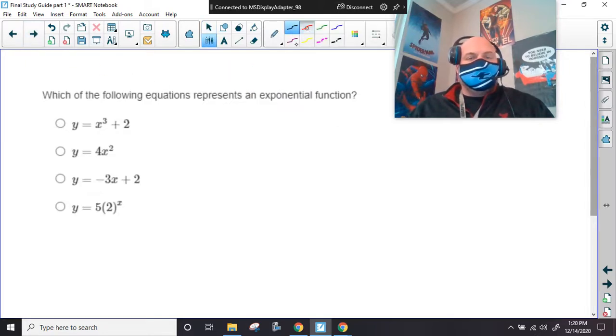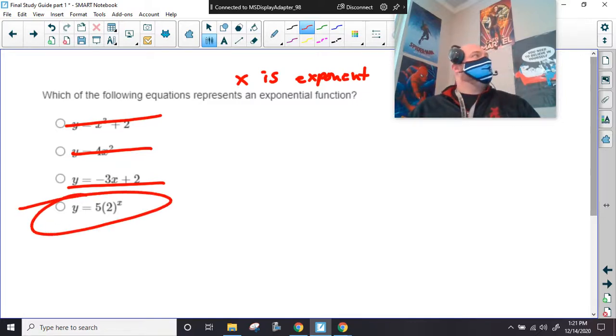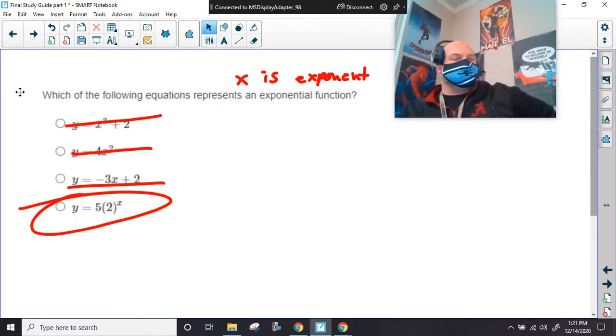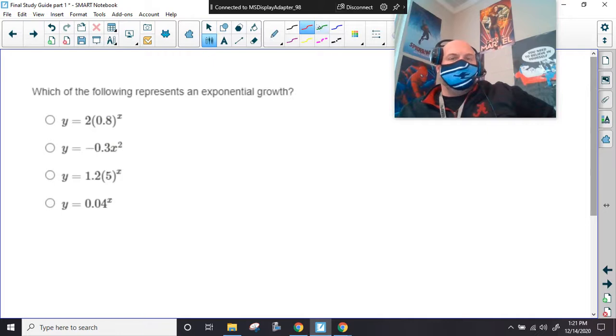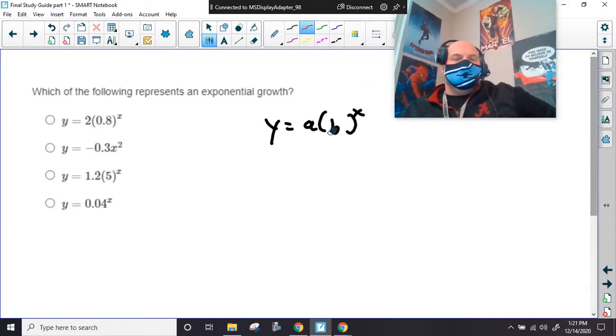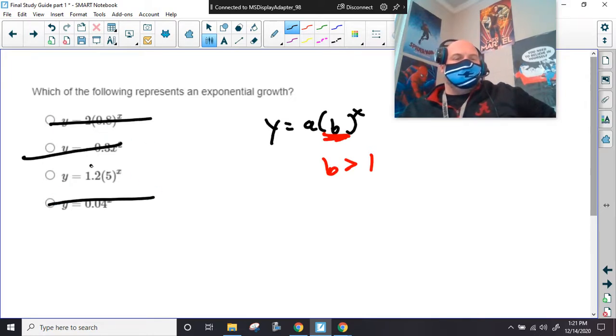All right, exponential function. This means x is the exponent. So nope, nope, nope. Bing. Some of those have x's with exponents. That's not the definition. I think we're getting close to the last one. All right, growth. This right here has to be greater than 1 for it to be growth. So no, yes.